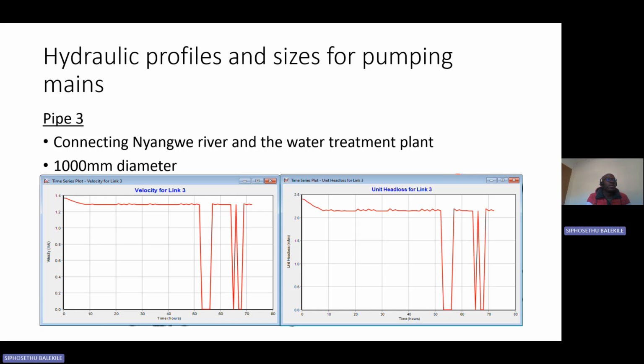Pump 3 is connecting the Nyangwe River and the water treatment plant. It is a 1,000 millimeter diameter. And below that, that's their velocity profiles and the unit head loss profile for pump 3. And it should be noted that the velocity is kept at less than 1.5 meters per second.